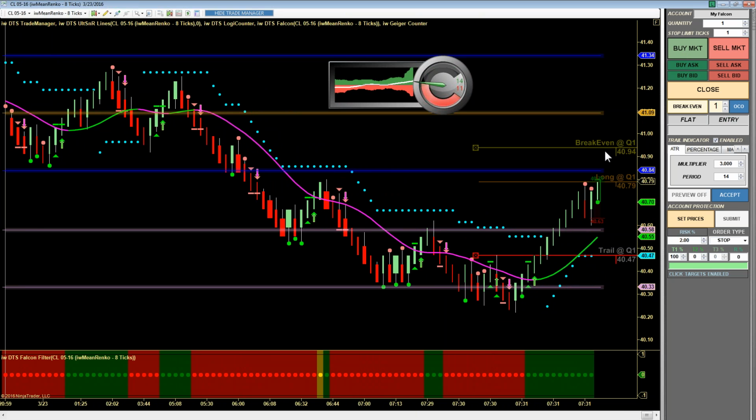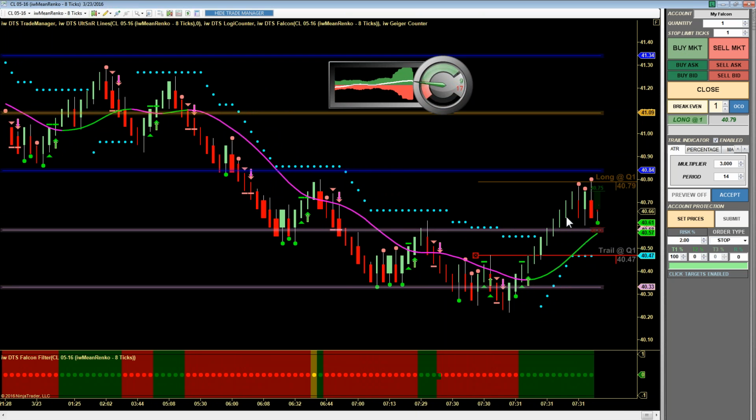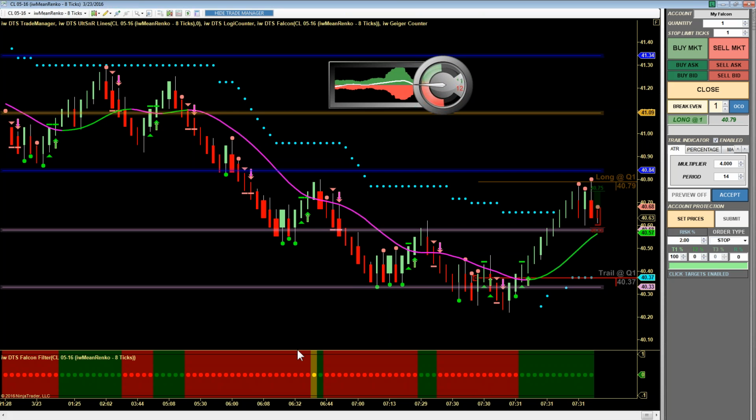I'm going to just simulate this trade again. I'm going to delete the break even. I should have had that break even turned off. So we engaged the order and the market looked back just real quick, tagged the break even stop. Now I can go with my more liberal stop again.